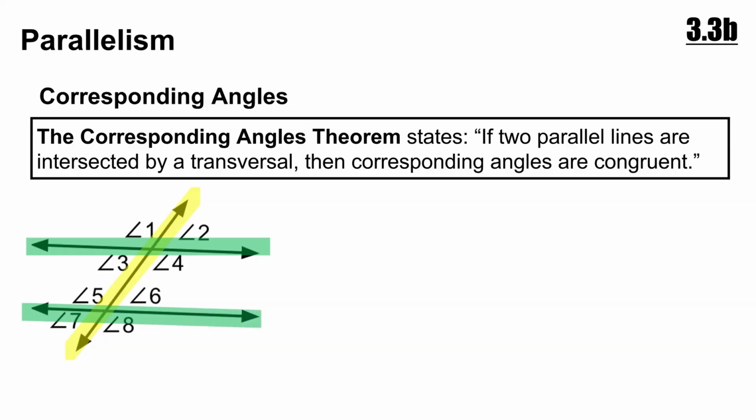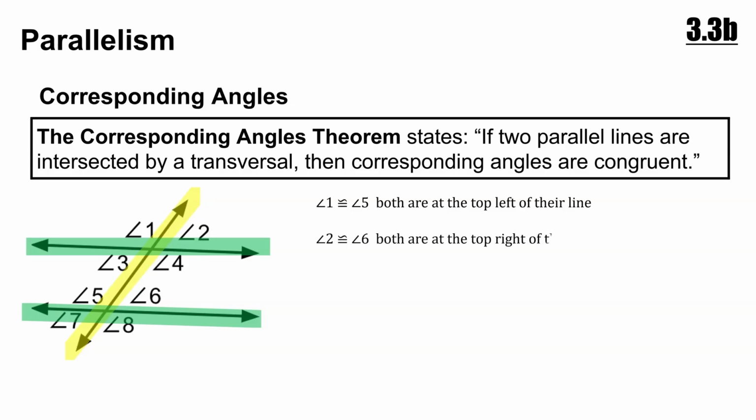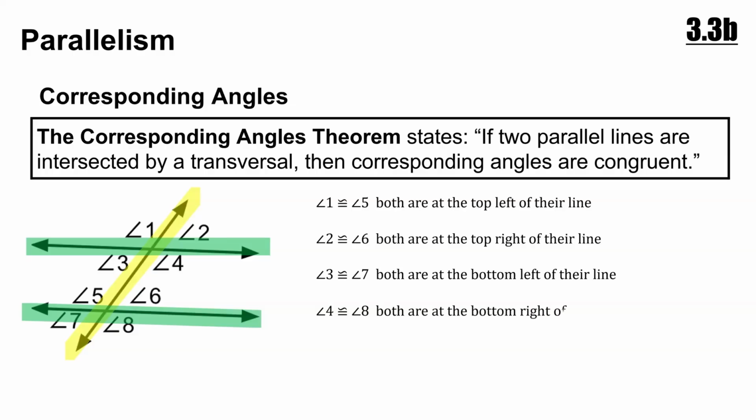So, for instance, angle 1 and angle 5 are corresponding angles because they are at the top left of their line. Angle 2 and angle 6 are corresponding angles because they are at the top right of their line. Angle 3 and angle 7 are corresponding angles because they are at the bottom left of their line. Angle 4 and angle 8 are corresponding angles because they are at the bottom right of their line.